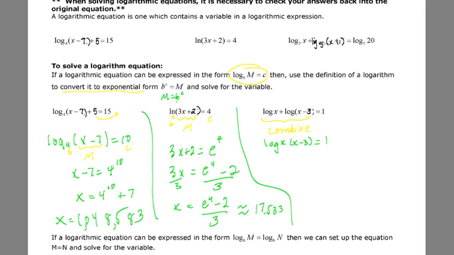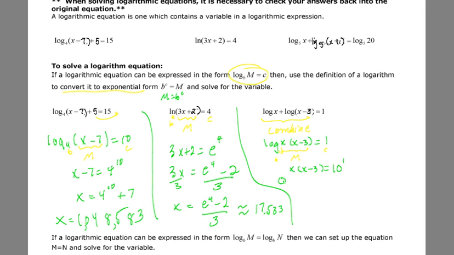Once it's in that format, let's go ahead and convert it. So this whole thing is the m, this part is the c, and remember, if you have a log without a base, it's understood to be 10, and 10 will be our b. So let's convert it to m equal b to the c. X times x minus 3 equal 10 to the first power.